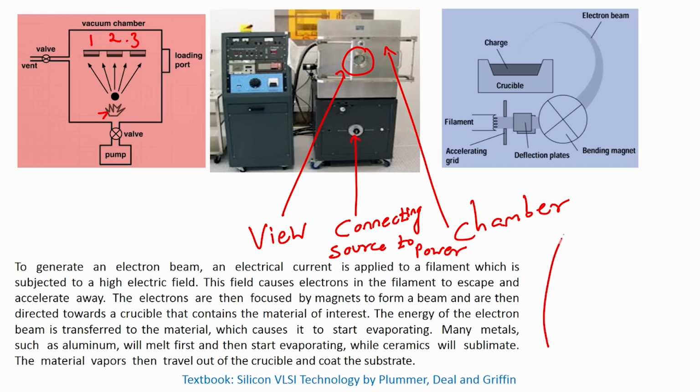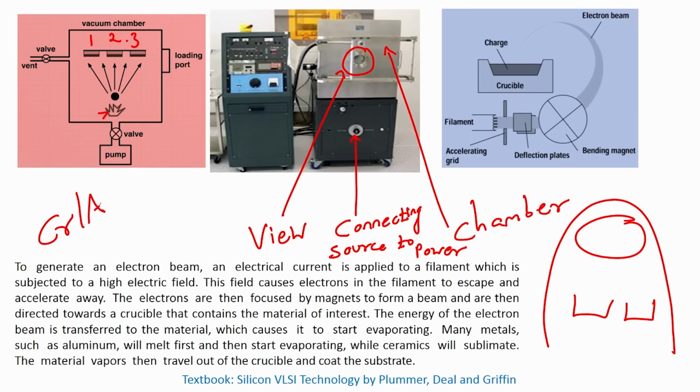If I have a chamber and I have 2 boats, which boat to heat first? We have seen that we deposit chrome and gold, and you remember chrome is used to improve the adhesion of gold. So, in that case I have to have chrome in one boat and gold in the other boat. I can only apply power at a time to one of these boats. I can apply power either to chrome, or I can apply power to gold.